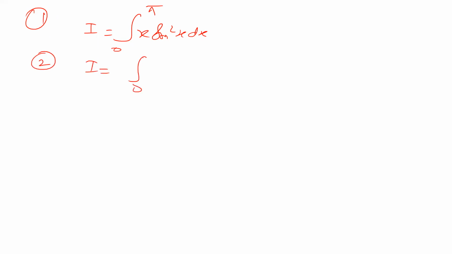Here we will take one question: I is equal to integral from 0 to pi of x sin square x dx, and the second question: I is equal to integral from 0 to pi of x cos square x dx. Here we will apply the ILATE rule. First of all, we have to describe the ILATE rule.